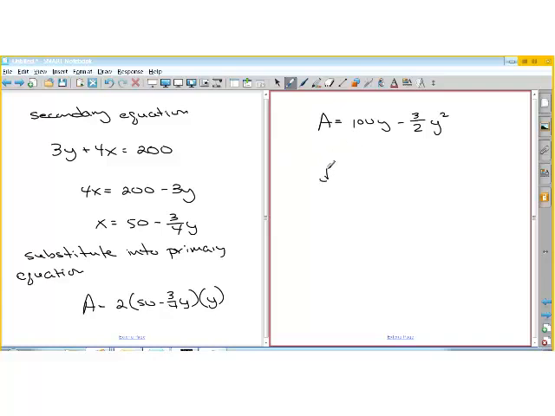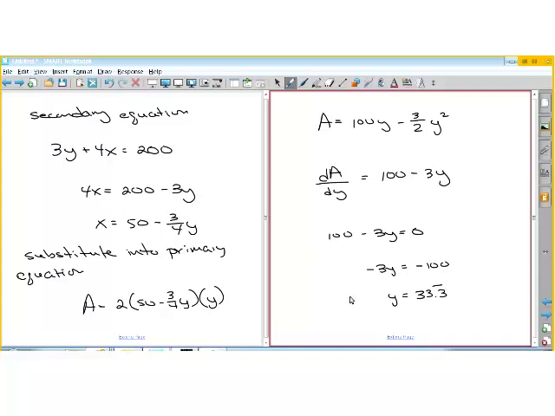So we take the derivative, dA/dy, and we get 100 minus 3y. So you get 2 times 3/2 is 3, and you reduce the exponent by 1. Then you set that equal to 0 and solve for y. So y is 33.3333. Okay, so that's y.